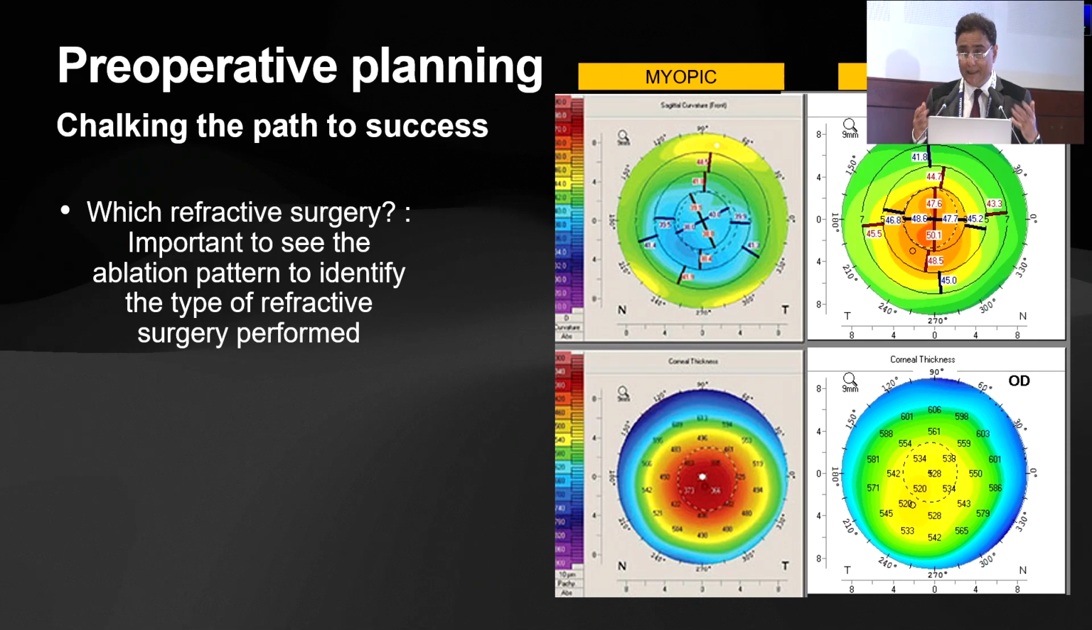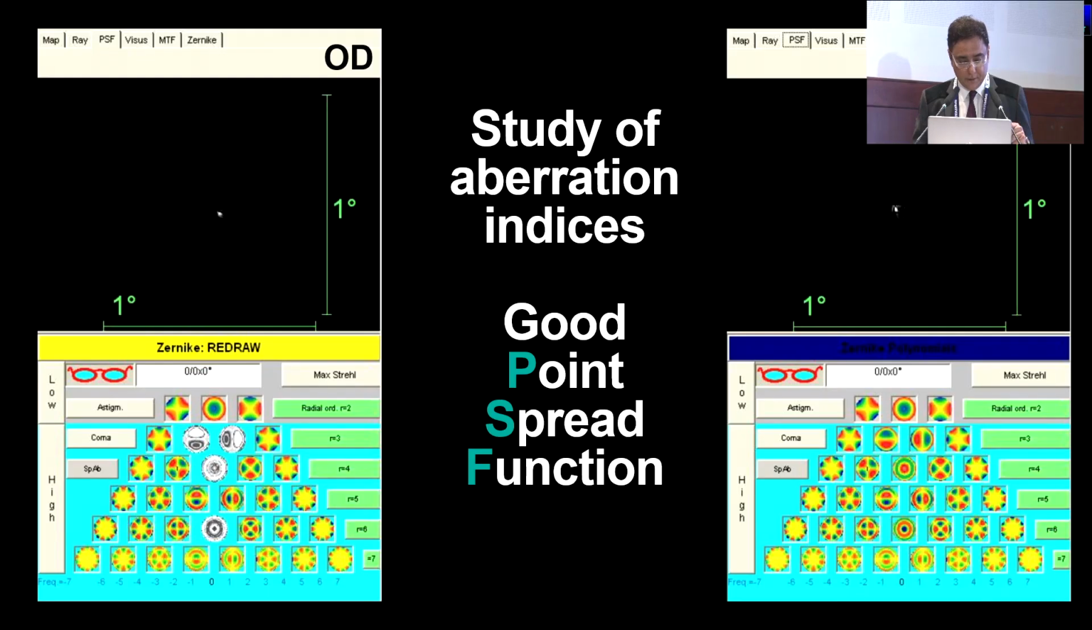Sometimes you can have a decentered ablation. It's very, very important to do topography. If you have a decentered ablation, there are tricks for managing these cases, which I can tell you later on if time permits. But if you have a decentered ablation, be careful in selecting your IOL.